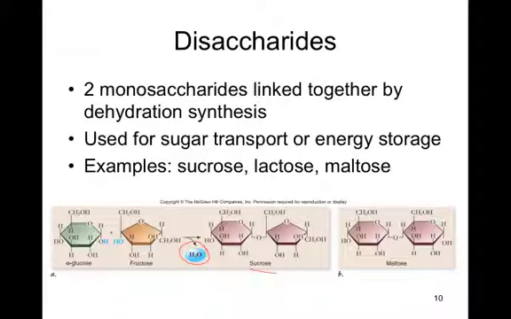Examples of disaccharides are sucrose, lactose, and maltose. Lactose is a sugar that we find in milk and technically is undigestible in the adult system, although some people do contain a mutation in which they maintain the enzymes that are able to break lactose apart into its monomers.